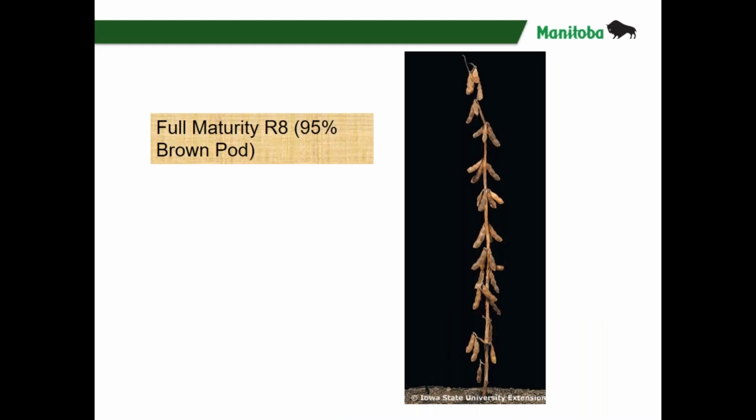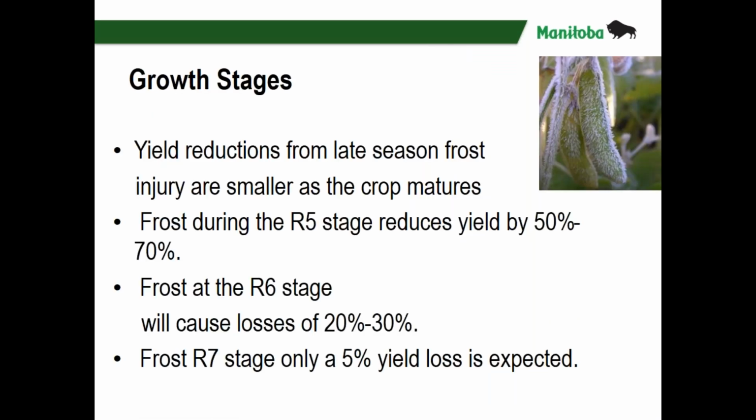And again, R8, that's full maturity, no frost issues whatsoever. But as far as yield reductions at the various stages, we're well past the R5 stage where we just have that initial seed development in the top 4 nodes. Most of the soybeans right now in Manitoba would be in that R7 stage, especially here in the Red River Valley.